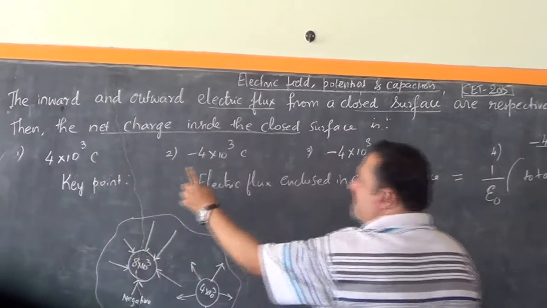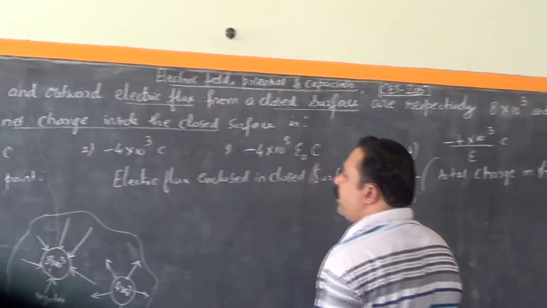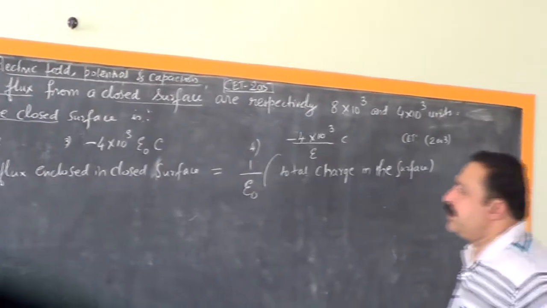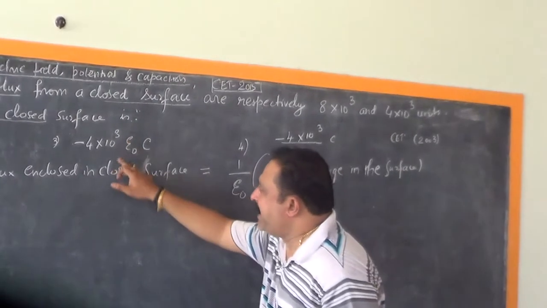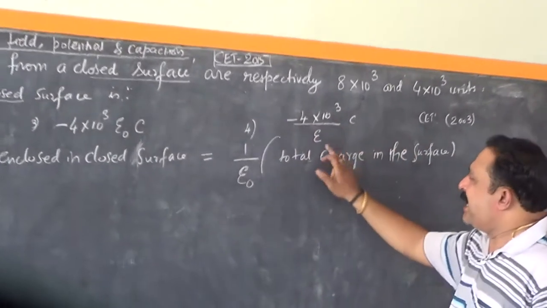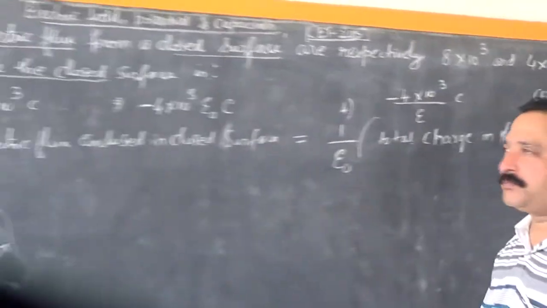4 into 10 to the power of 3 coulomb, minus 4 into 10 to the power of 3 coulomb, minus 4 into 10 to the power of 3 epsilon naught coulomb, that is minus 4 into 10 to the power of 3 times epsilon naught coulomb, minus 4 into 10 to the power of 3 by epsilon coulomb.